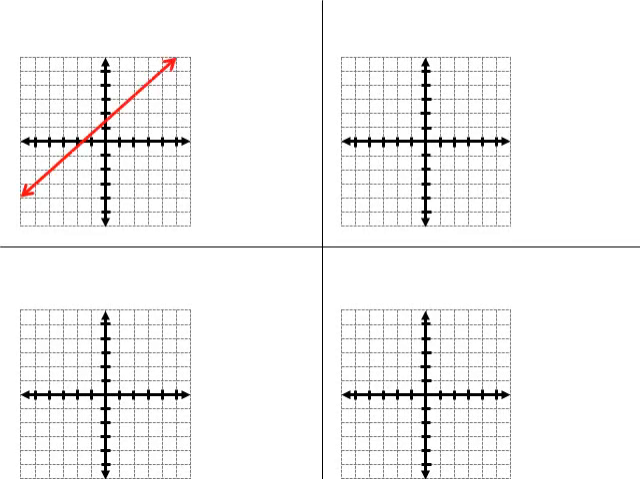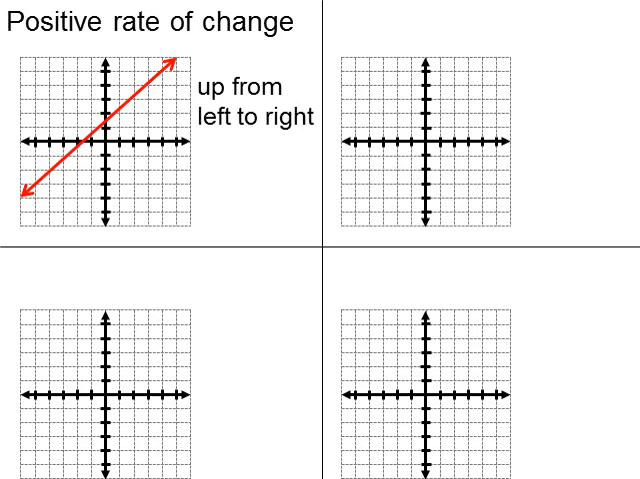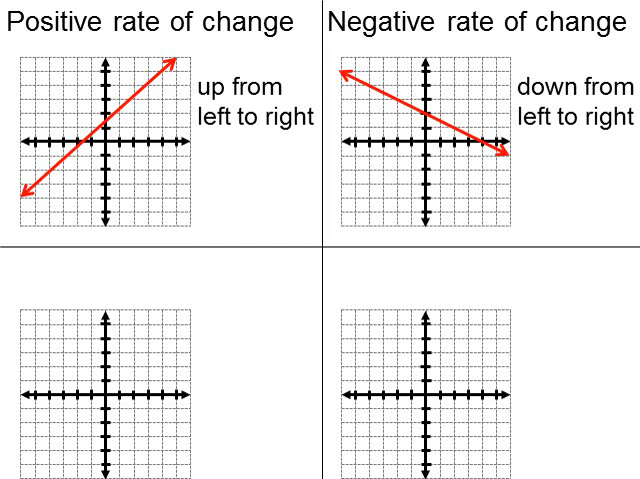There are certain things I know. If I know that the line goes up if I move from left to right, then the rate of change is positive. I know if the line goes down from left to right, then the rate of change is going to be negative, because the difference in y is going to be a negative number.